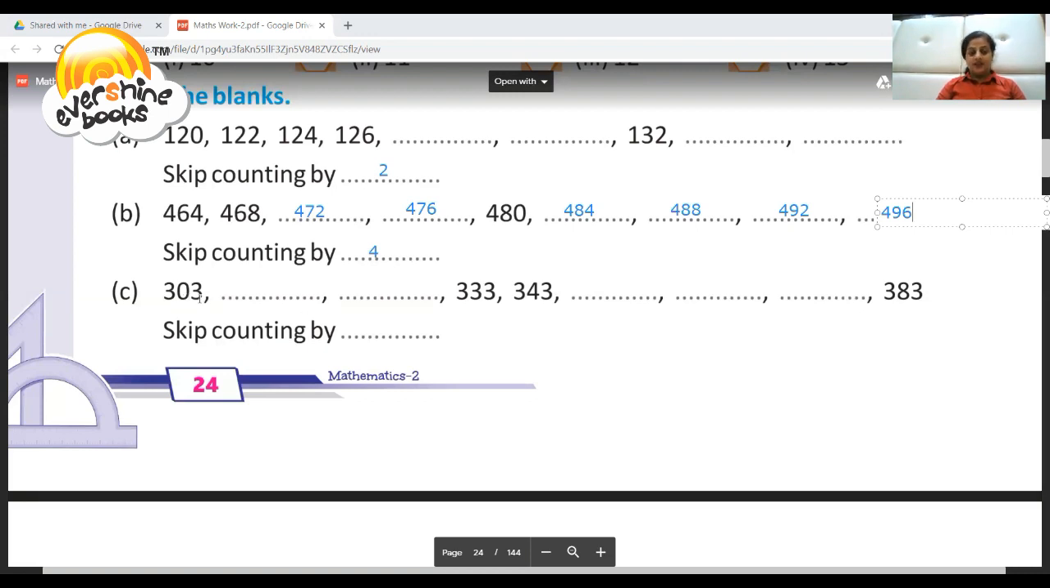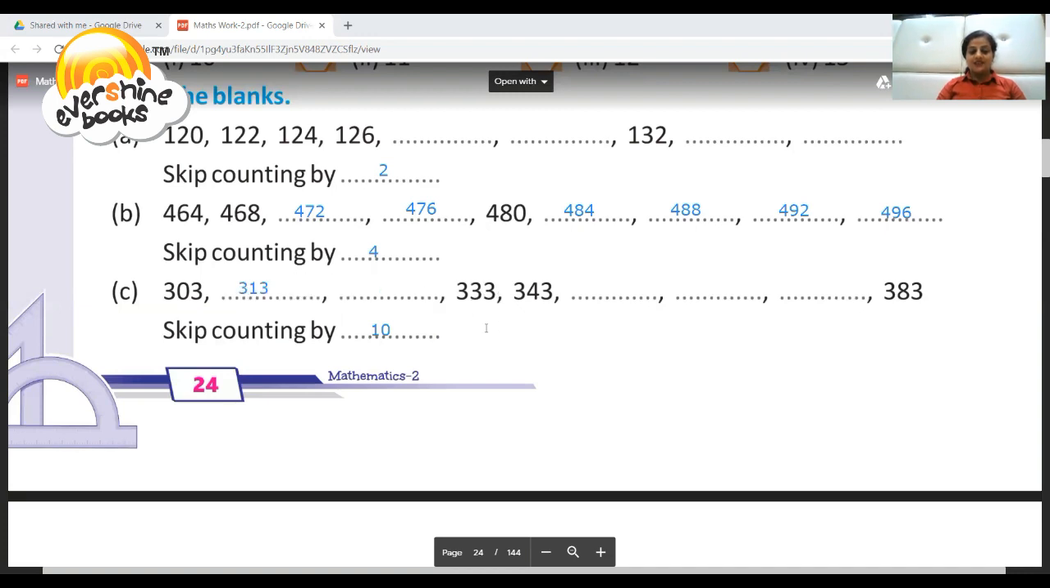303, and 2 numbers are in gap. After that 333, it means it is the counting by 10. Yes, why? Because after 3 it is of ones place and here it is 0. Now we will read it 303 and 313. Yes, this is our next answer.